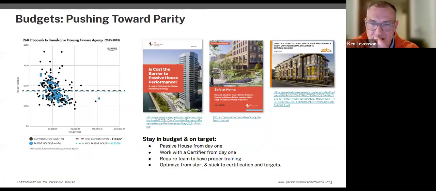Cost is another big issue. Now, these are high quality buildings. They're typically going to cost more. The question is, how much more is reasonable? What's affordable? How do we make it work?